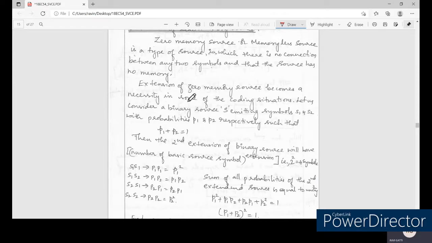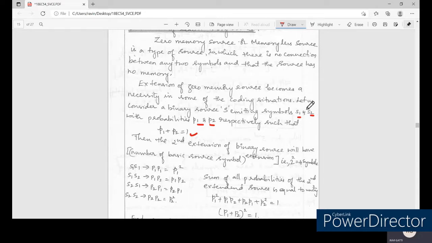So now let us consider, for simplicity, a source S having two symbols S1 and S2 with probability values P1 and P2 respectively. We also know that the sum of probabilities of all the symbols of a particular event is 1. Therefore P1 plus P2 is equal to 1. Now the number of symbols we had is 2.